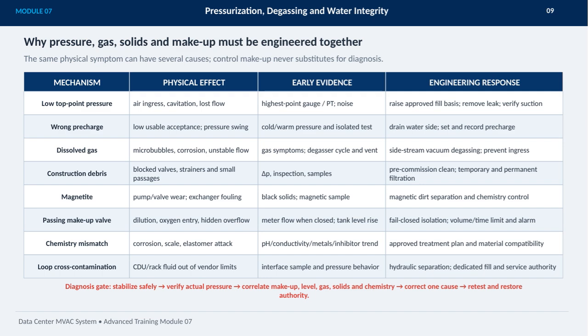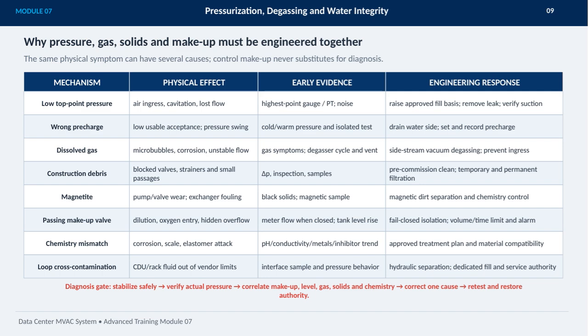Similarly, wrong precharge causes pressure swings, detected through temperature and pressure tests, which require draining the water side and setting the correct precharge. Dissolved gas can create microbubbles and corrosion, signaled by gas symptoms and managed through degassing cycles and preventing ingress. Other common problems include construction debris blocking valves, magnetite causing wear and fouling, and passing makeup valves leading to dilution and oxygen entry.